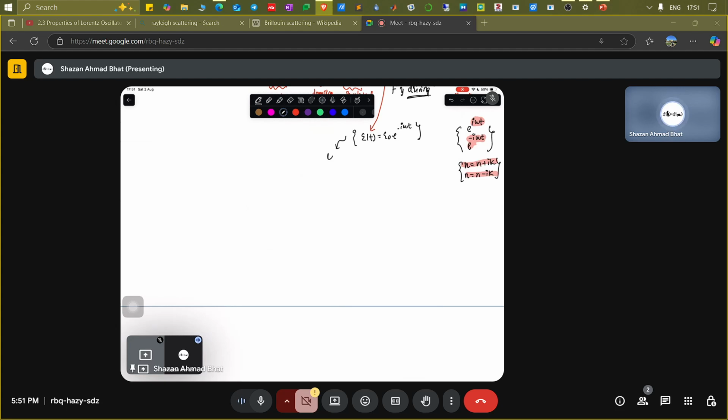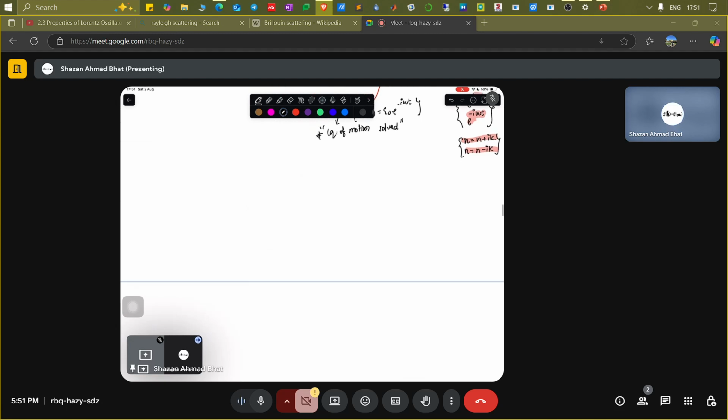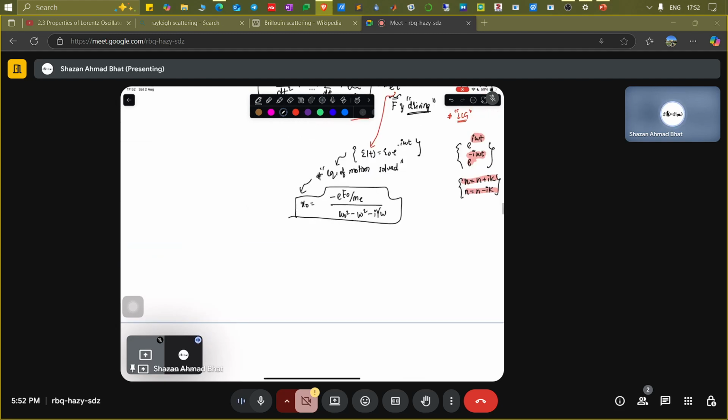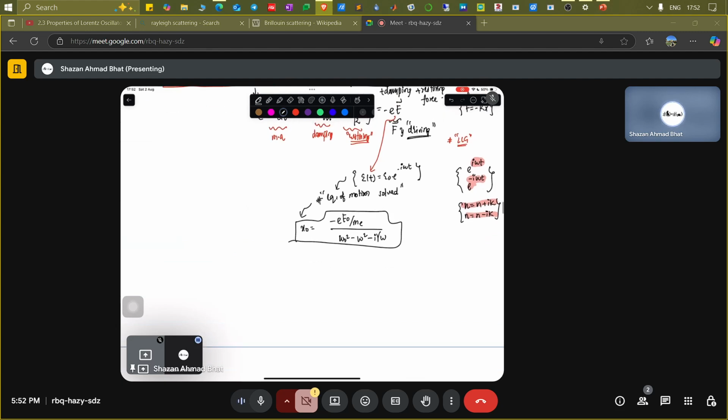So you solve the equation of motion for this particular excitation, the driving term, and what you get is a displacement equivalent to E naught over the mass of the electron, divided by omega naught squared minus omega squared minus i gamma omega. So this is the displacement you will get. You consider the solution to be x of t equals x naught e to the power minus i omega t.